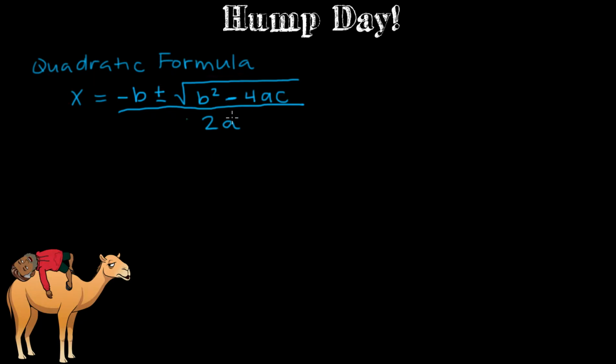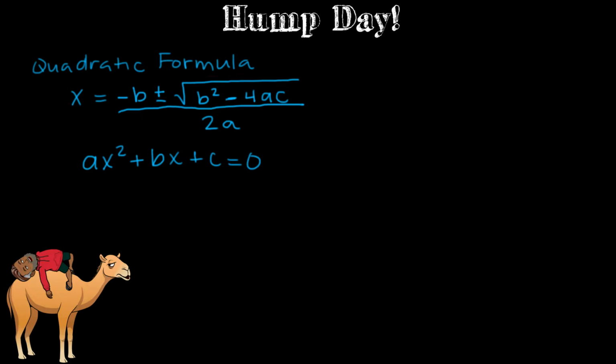So this formula only works on quadratic equations in standard form. And standard form is ax squared plus bx plus c equals 0. The first thing you want to do when you solve a quadratic equation using this formula is have it in standard form. That means x squared first, x second, and then finally the constant term at the very end. And you want to be able to identify a, b, and c.